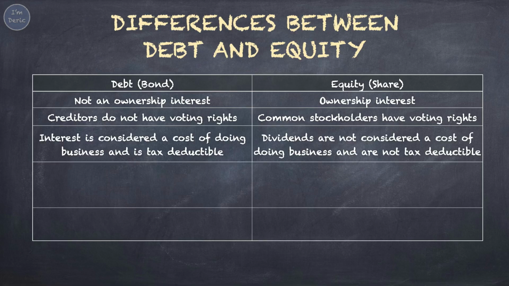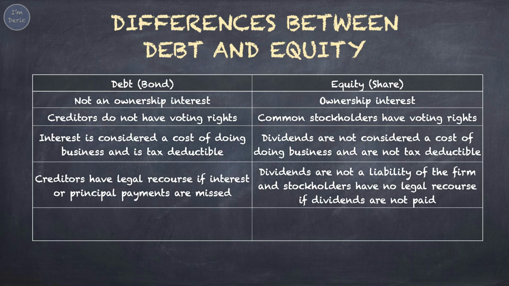Bond interest is considered a cost of doing business, and it is tax deductible. However, share dividends are not considered a cost of doing business, and they are not tax deductible. So, using debt can help reduce the expenses of the company.